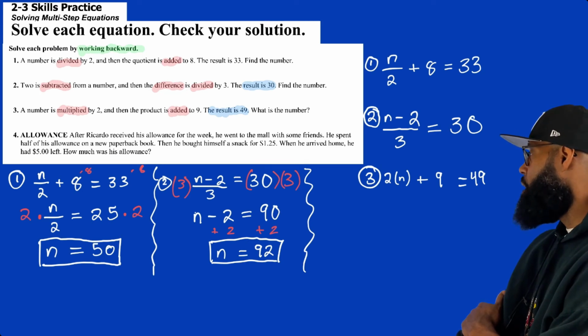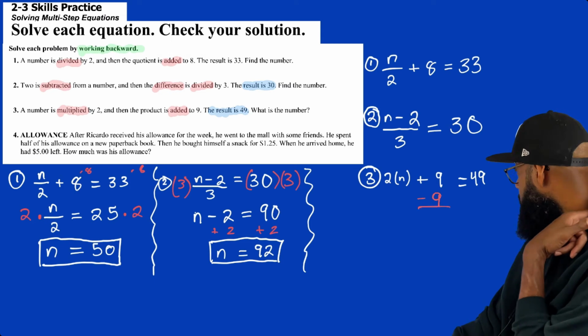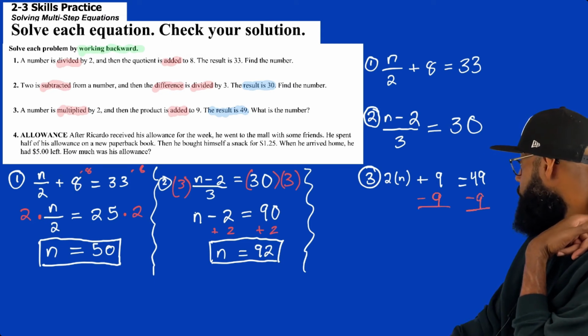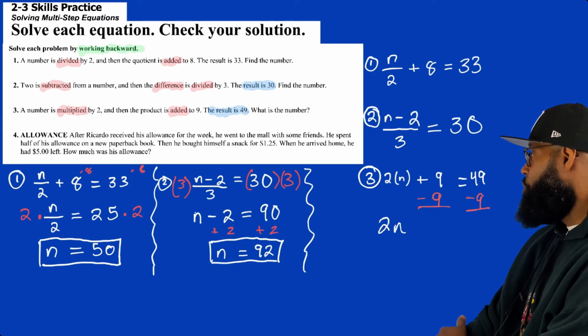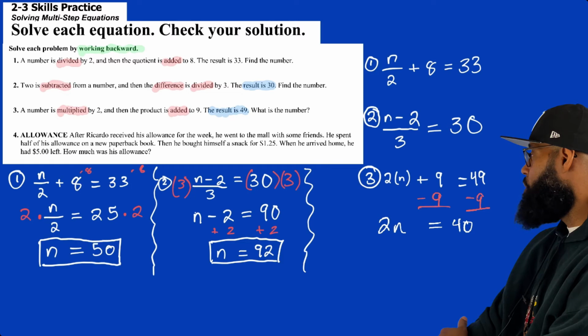Opposite of adding 9 would be to subtract 9. 2n is equal to 40 now. I subtracted 9 from both sides. The opposite of multiplying by 2 would be dividing by 2. 40 divided by 2 is 20, and there we go.